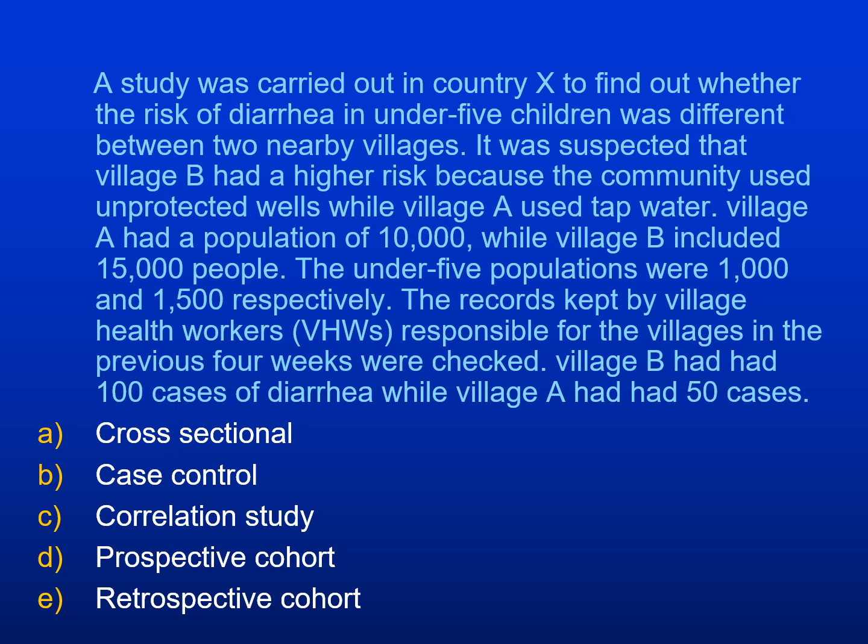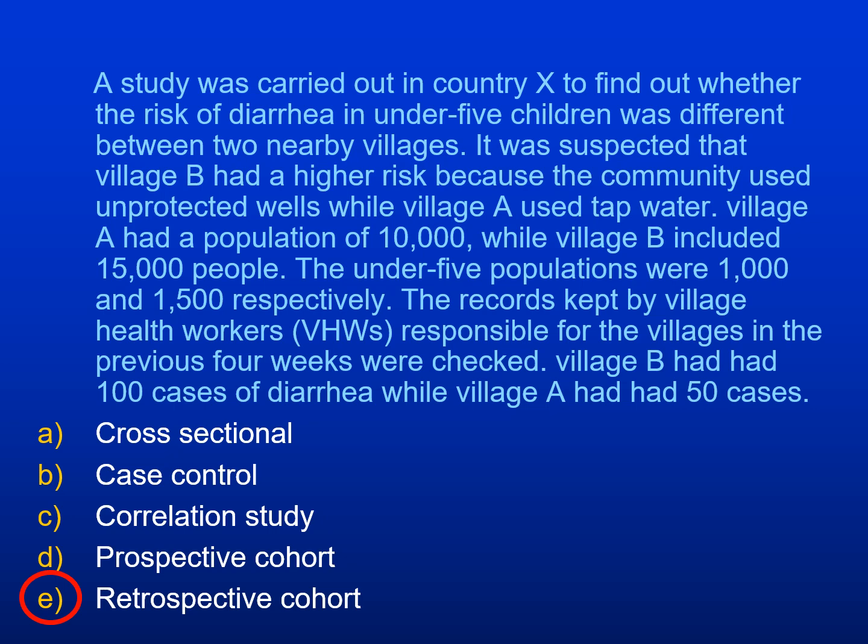This study starts from the present to the past. So it is a retrospective study because the exposure to the water, either tap water or the unprotected well, started, and then the diarrhea occurred afterwards. So these are new cases. So this is an incidence, and in this case the incidence is measured in cohort studies, either prospective or retrospective.